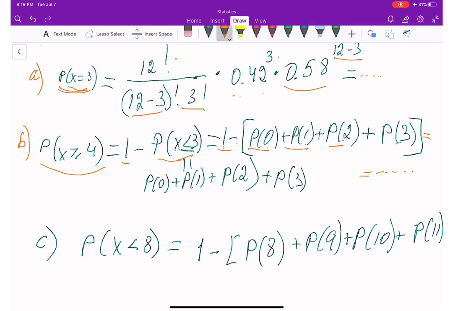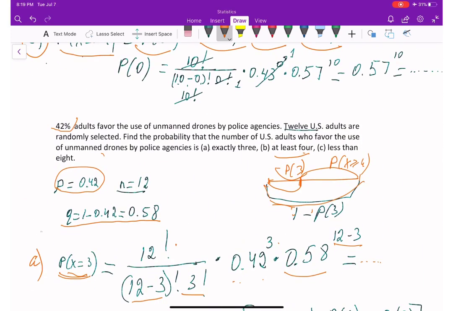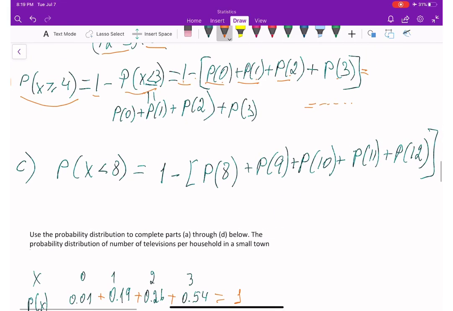All right? And C, less than 8. We need to find C. It's less than 8. Less than 8, what do we have here? So either I can find out probability of 0, 1, 2, 3, 4, 5, 6, 7, and then add them up. Or I can get 8, 9, 10, 11, 12, and subtract from 1, just like I was telling you in the previous one.